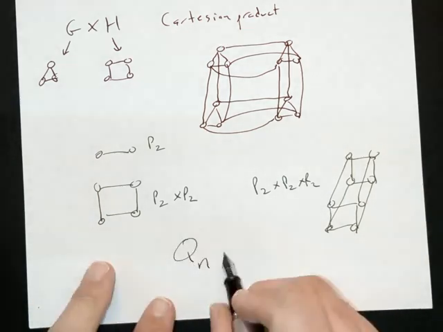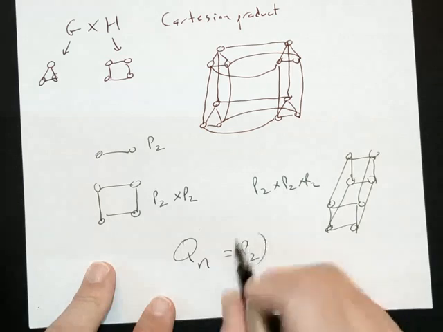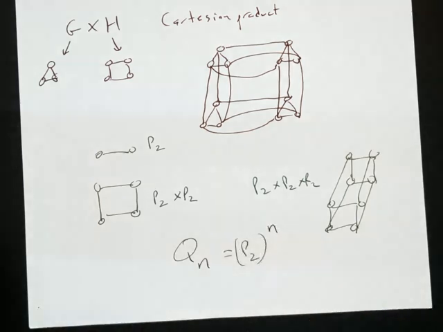Qn is P2 to the nth. Q3, Q2, Q1. Q4 is called a hypercube or a tesseract. That has nothing to do with the Avengers or the Transformers.